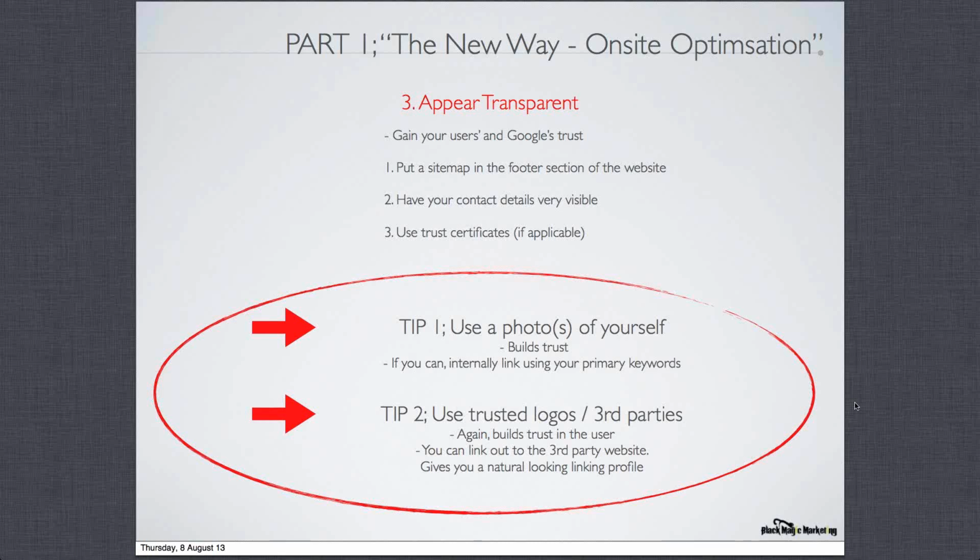So if you're selling stuff on your website, you should have a HTTPS protocol before the domain name. The S stands for an SSL certificate, and that's an encryption that protects credit card details. Good for Google, good for your users, because they want to feel like their credit card details are safe if they're donating or buying stuff. Use photos of yourself and your team. Builds trust, and if you can, link internally using your primary keywords.